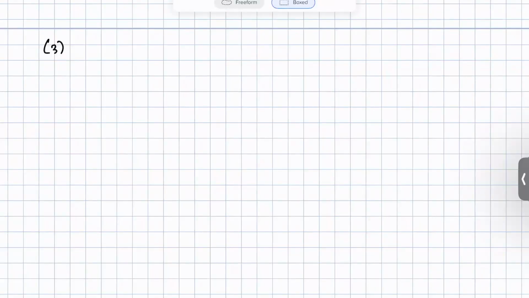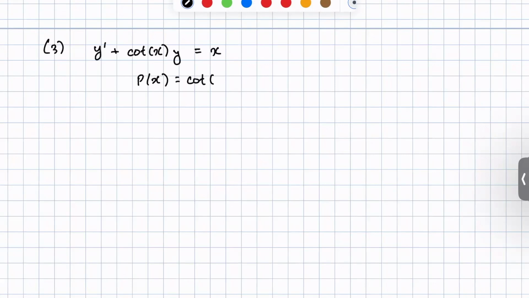Let's do another exercise with a trigonometric function and some integration by parts. Here I have y prime plus cotangent of x times y is equal to x. Now here, p of x is equal to cotangent of x. And we can write mu of x, the integrating factor, as e to the integral of cotangent of x dx. Now the antiderivative of cotangent is the ln of sine x. And so once the e and the log cancel each other out, I just get sine x.